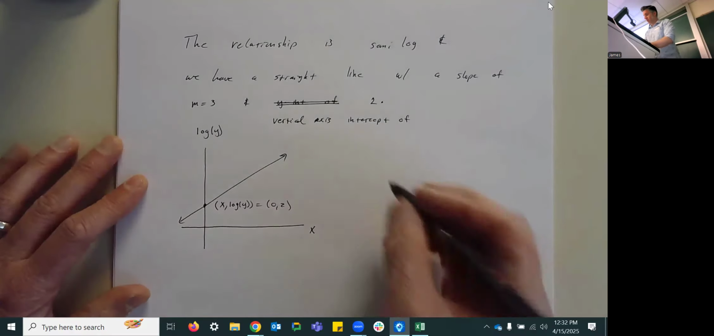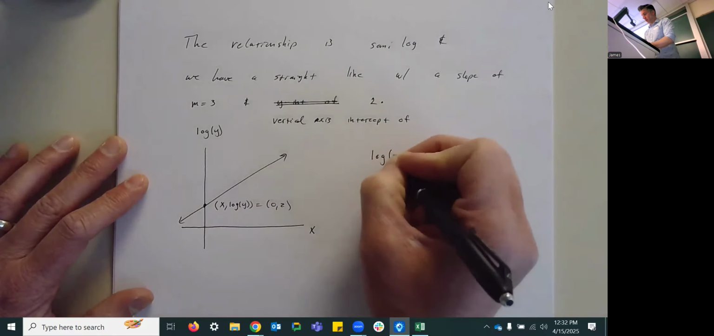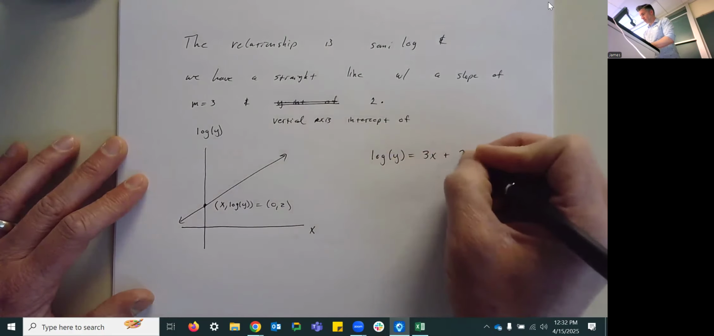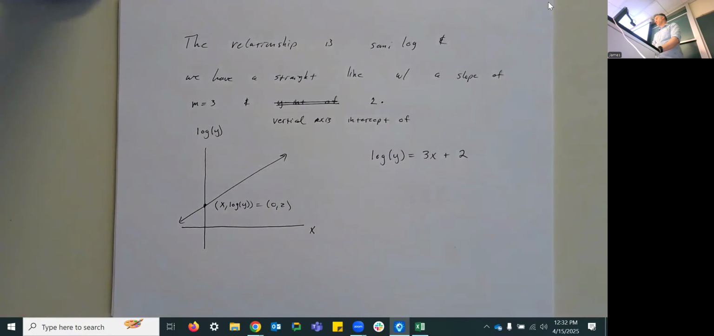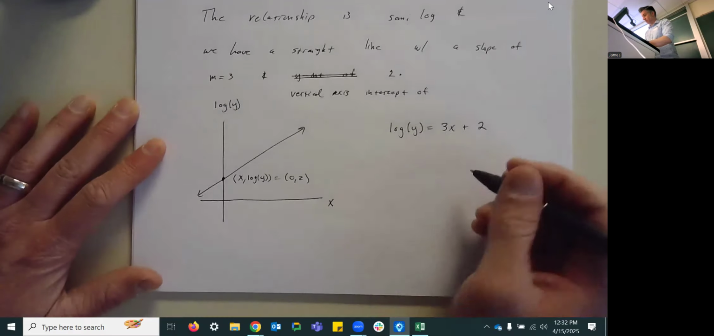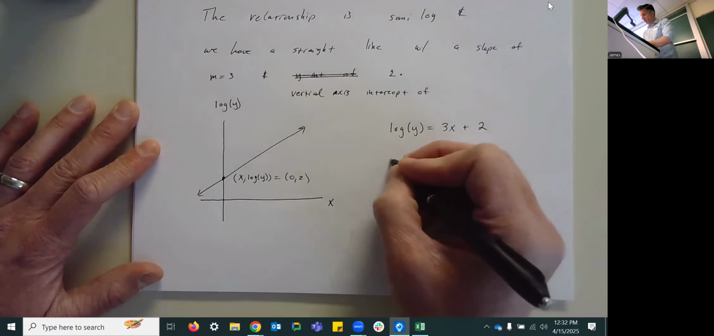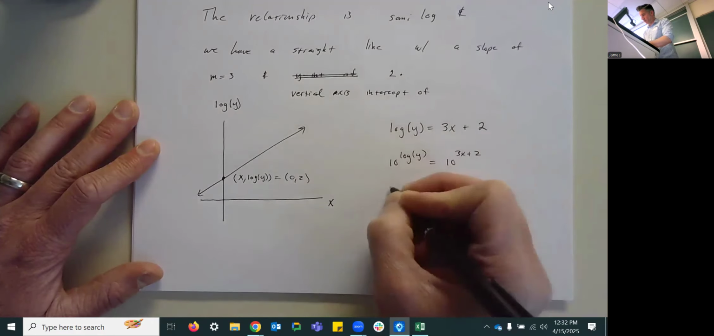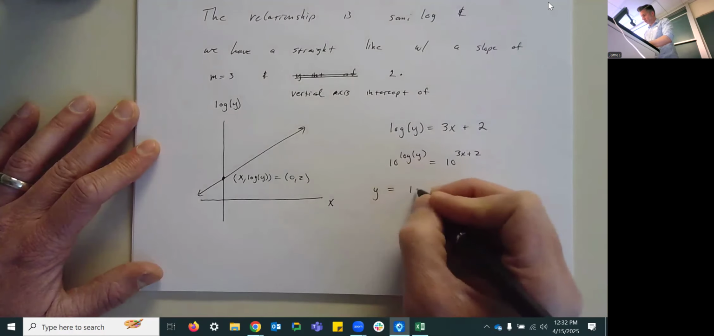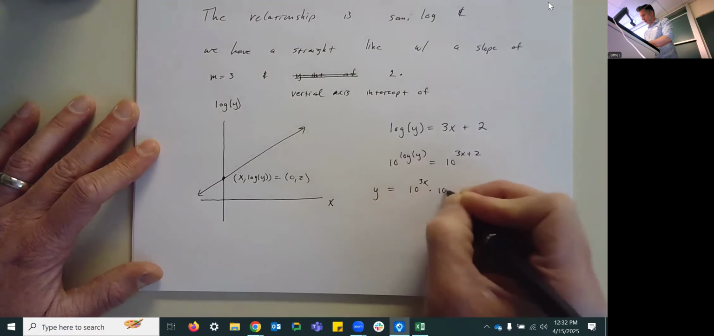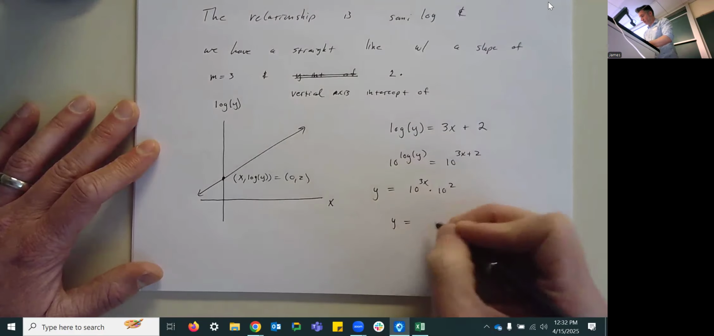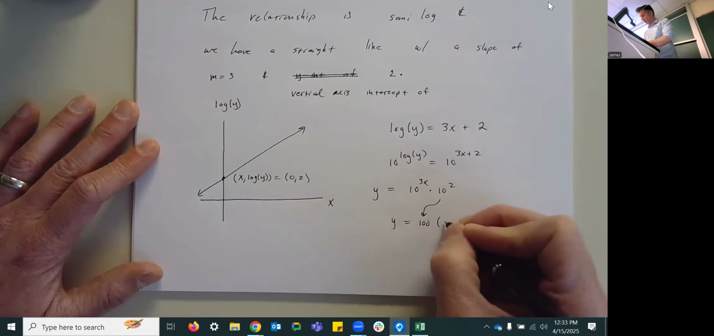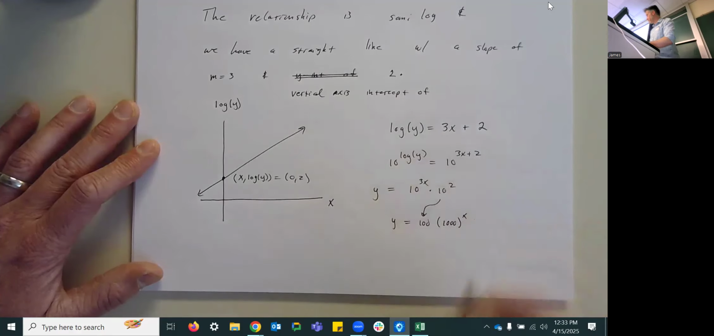So we're trying to find this equation. We're going to start off with log of y equals 3x plus 2. And then we're going to try and find the actual relationship. We raise both sides to the powers of 10. We get 10 to the log of y equal to 10 to the 3x plus 2. We break it apart and get y equal to 10 to the 3x times 10 squared, or simplified, 10 squared is 100. 10 to the 3x is 1,000, or 10 cubed to the x power.